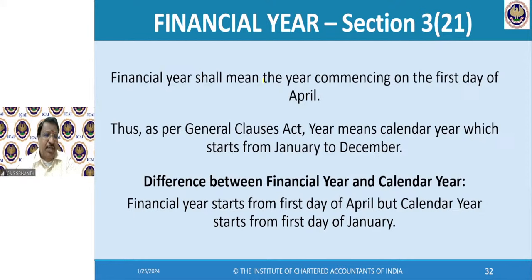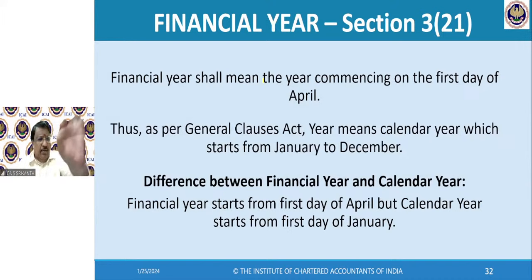So just remember, whenever you read an enactment, check: are they using financial year, assessment year, previous year? Then they will be defined. But if they are using the word financial year, remember it is always beginning on 1st day of April and ending on 31st March. If they use the word year, nothing beginning, no prefix, then it is calendar year.